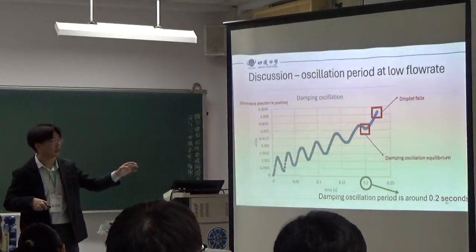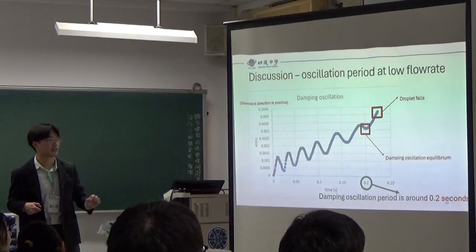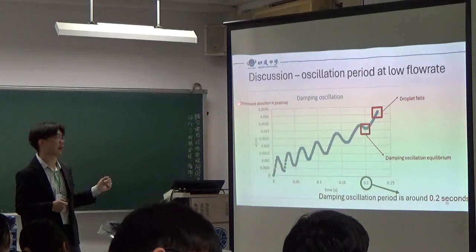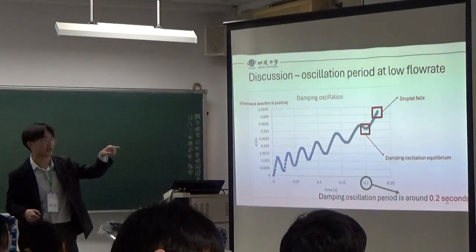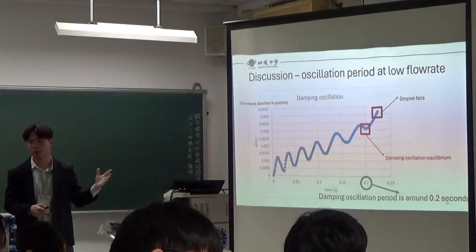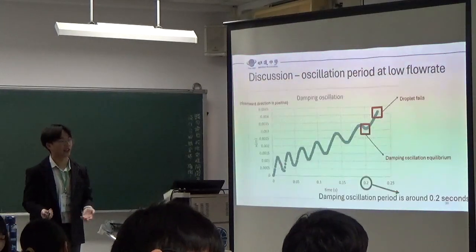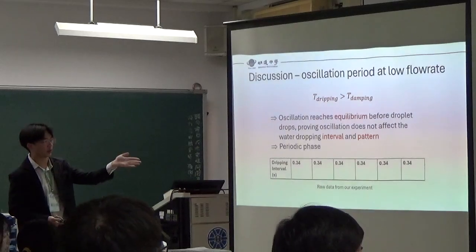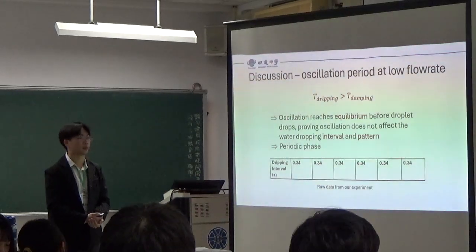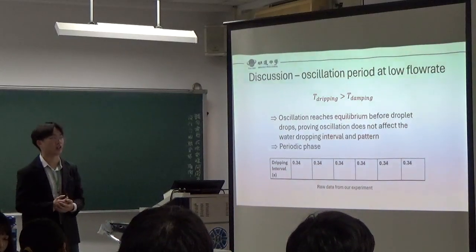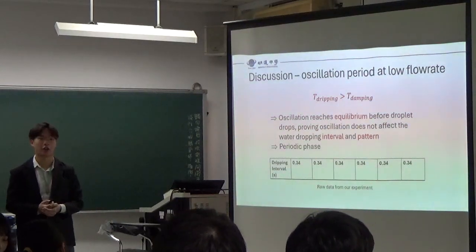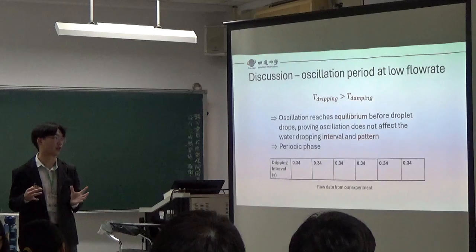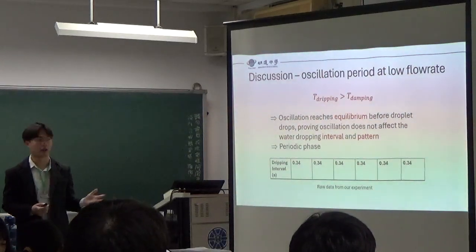So we can see that at 0.2 seconds, the damping oscillation will reach its equilibrium, and further on, the droplet will fall, as we define the downward direction as positive. So that's when it goes right up, the droplet falls. So we got the damping oscillation period is around 0.2 seconds, and with that we can see that the dripping interval is larger than the damping oscillation period. Which means that the oscillation already reaches equilibrium before the droplet drops. So proving that the oscillation doesn't affect the water dropping interval and pattern, and we define it as periodic phase.